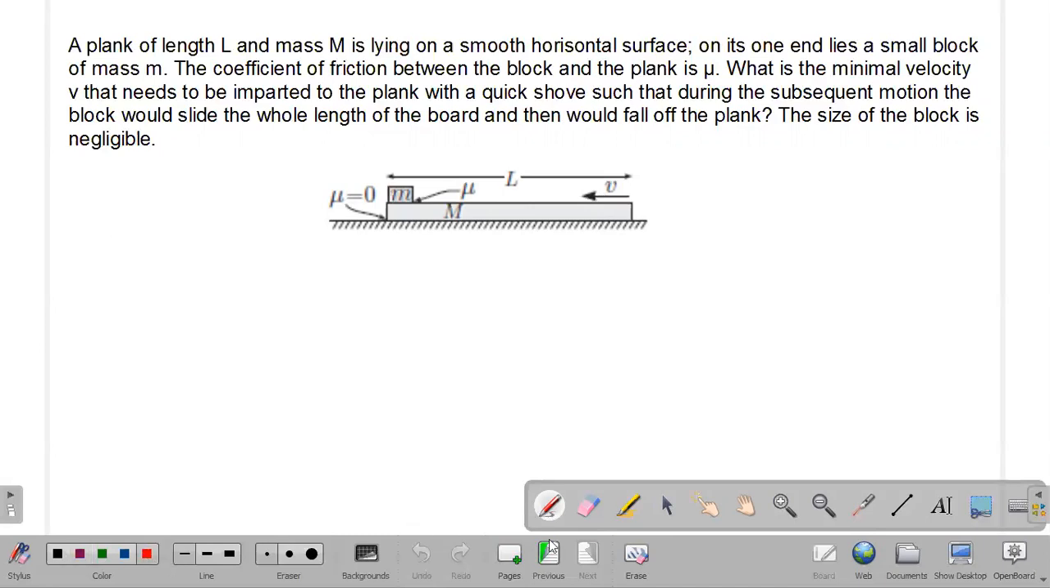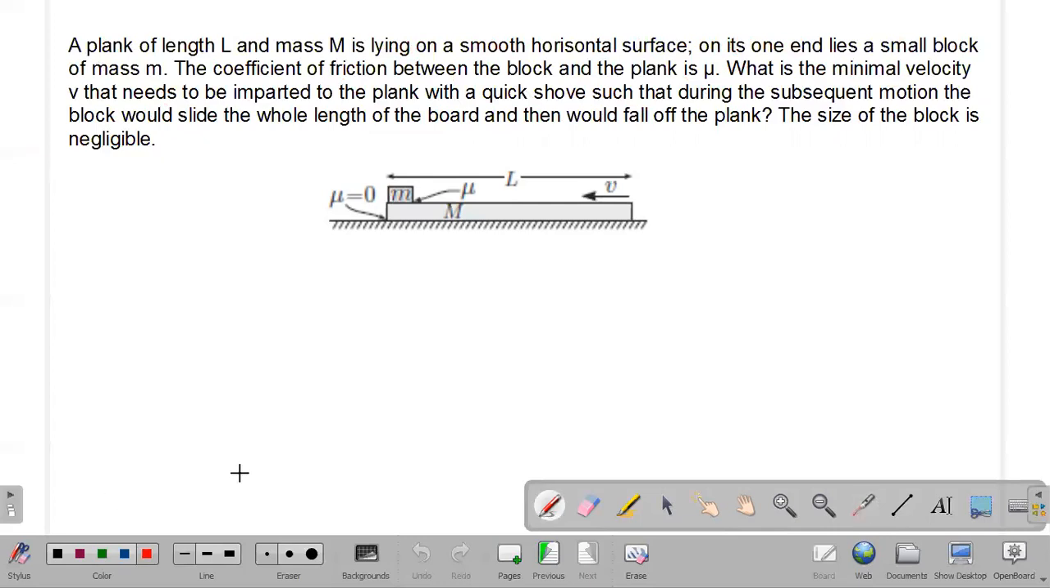So this is the question. I can read this question for you now. A plank of length L and mass M is lying on the smooth horizontal surface. On its one end lies a small block of mass m. Coefficient of friction between the block and plank is given as mu. What is the minimum velocity v that needs to be imparted to the plank with a quick impulse, such that during the subsequent motion the block would slide the whole length of the board and then would fall off the plank. The size of the block is negligible.